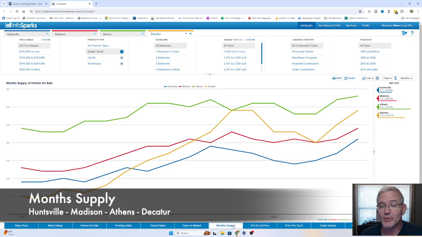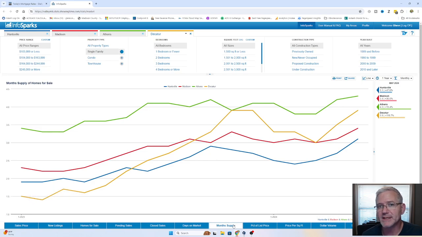Total month supply. So we always talk about if not one more home was to come on the market, how long would it take for the homes that are on the market to sell? And we base that on how many months of inventory do we have. So in Huntsville, for example, it would take 3.1 months to sell all the homes. That's a 47% increase compared to where it was last year. Madison, it would take 3.4 months. Athens, 4.3 months. And then Decatur, 3.9 months. All of those are increases compared to where they were a year ago.